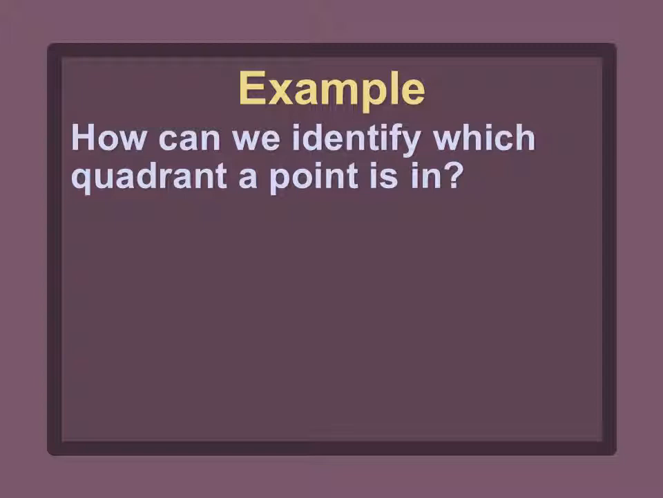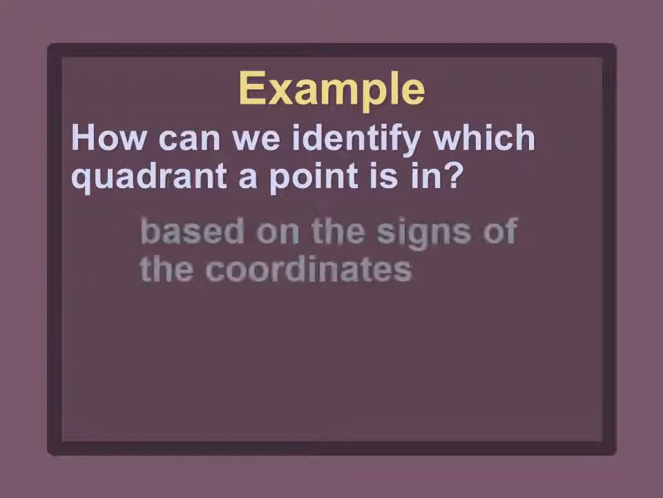So now we have the question, how can we identify which quadrant a point is in? It's based on the signs of the coordinates. If it's in quadrant 1, your x will be positive and your y will be positive. In quadrant 2, your x will be negative, but your y will be positive. In quadrant 3, your x will be negative and your y will be negative. In quadrant 4, your x will be positive and your y will be negative.